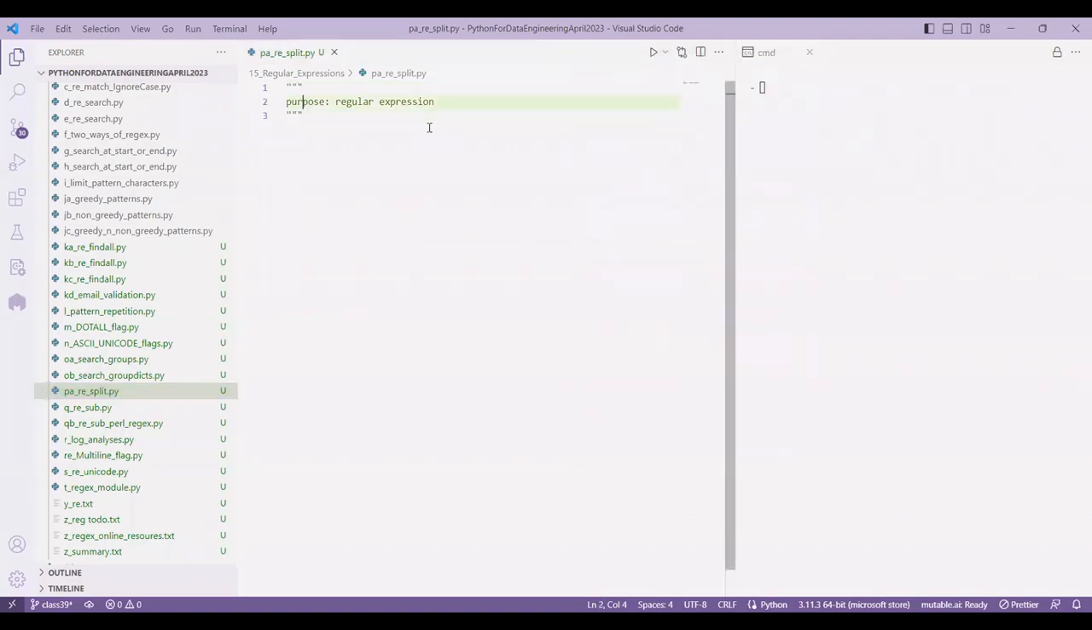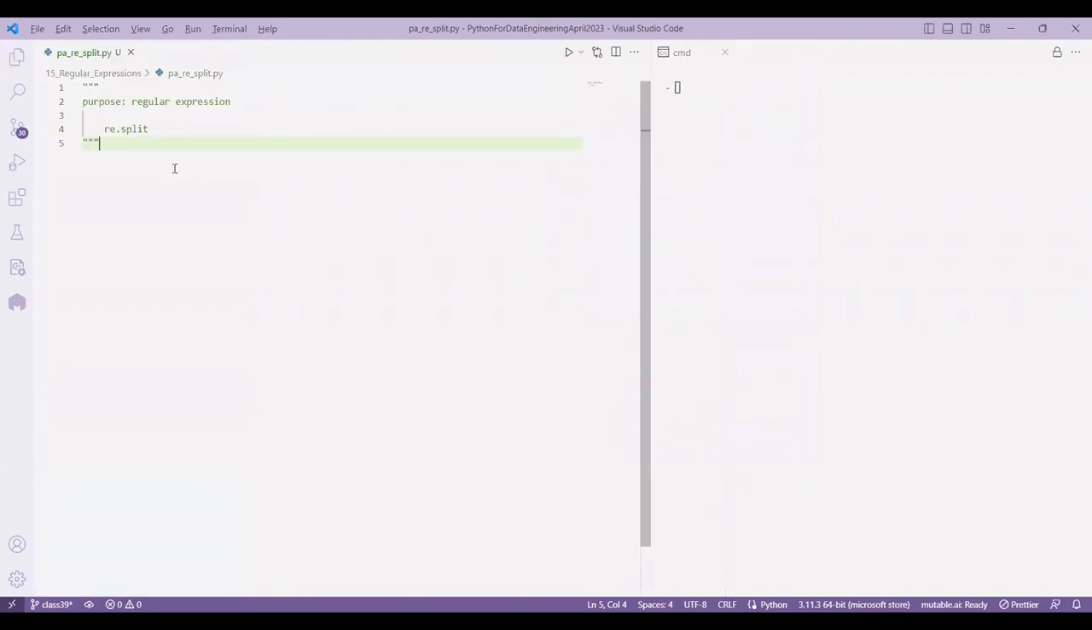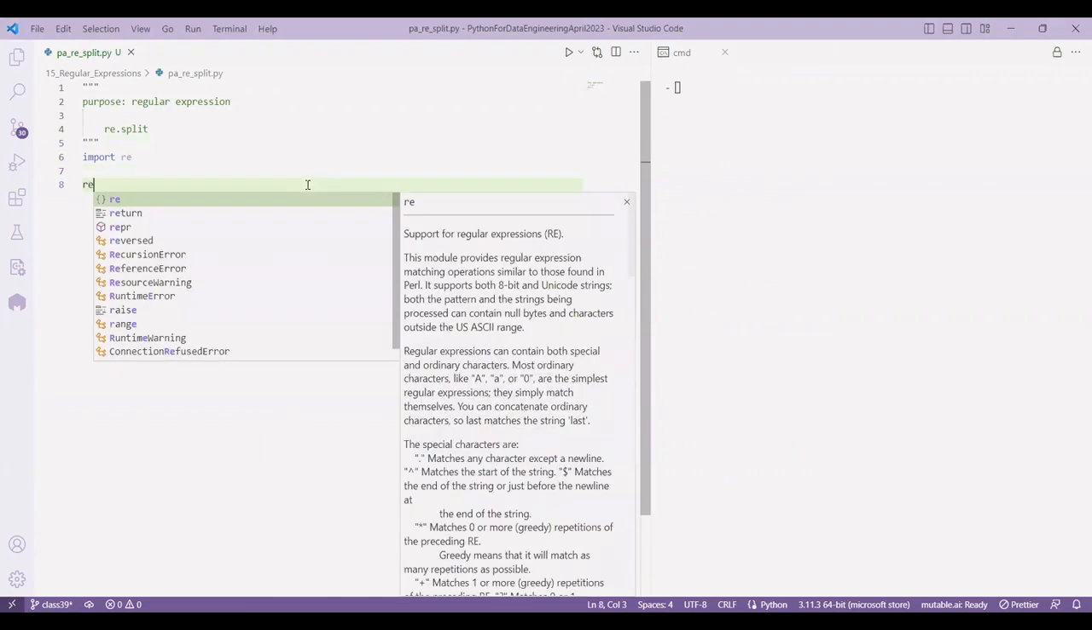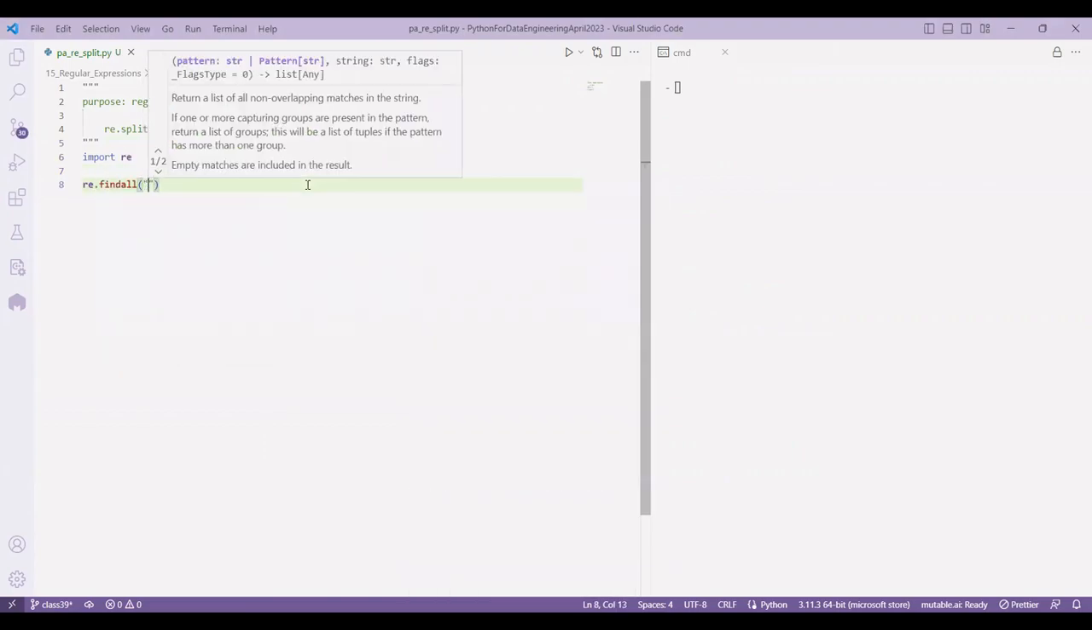In the same lines, we can go for the next thing called re.split. Till now we were trying to find something. Now, after finding something, if you want to split it, that's where it comes in. Say I'm going for import re, re.findall of some pattern.